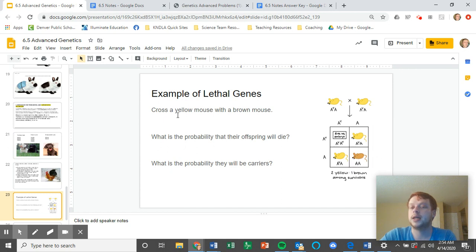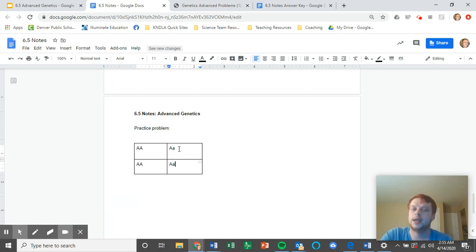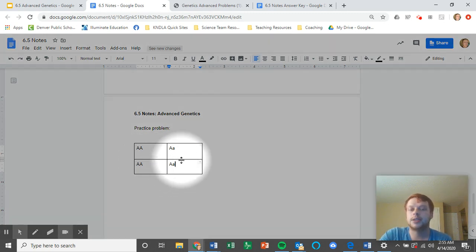So if you cross a yellow mouse, that's 1 dominant, 1 recessive, with a brown, which is 2 dominant, what is the probability that their offspring will die, and what is the probability that they'll be carriers? Go ahead and answer that, and then we'll come back. All right, so I used a little bit different notation for this. Instead of AY, I just used a lowercase a for the recessive and a capital A for the dominant. But what you can see from this is that there is a 50% chance their offspring will be carriers, but a 0% chance that that lethal gene will express.